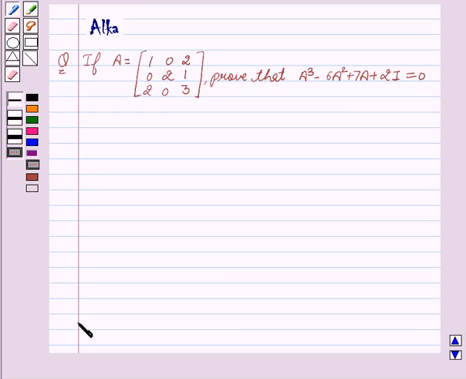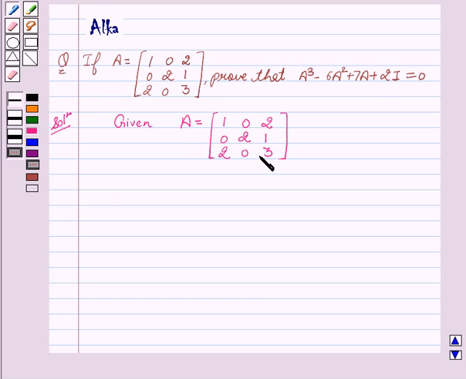I am Alka. We are going to discuss matrices. Now, our given question is, if A equal to matrix 1, 0, 2, 0, 2, 1, 2, 0, 3, then we have to prove that A cube minus 6A square plus 7A plus 2I equal to 0. Now, let's start with the solution. We are given that A equal to matrix 1, 0, 2, 0, 2, 1, 2, 0, 3.